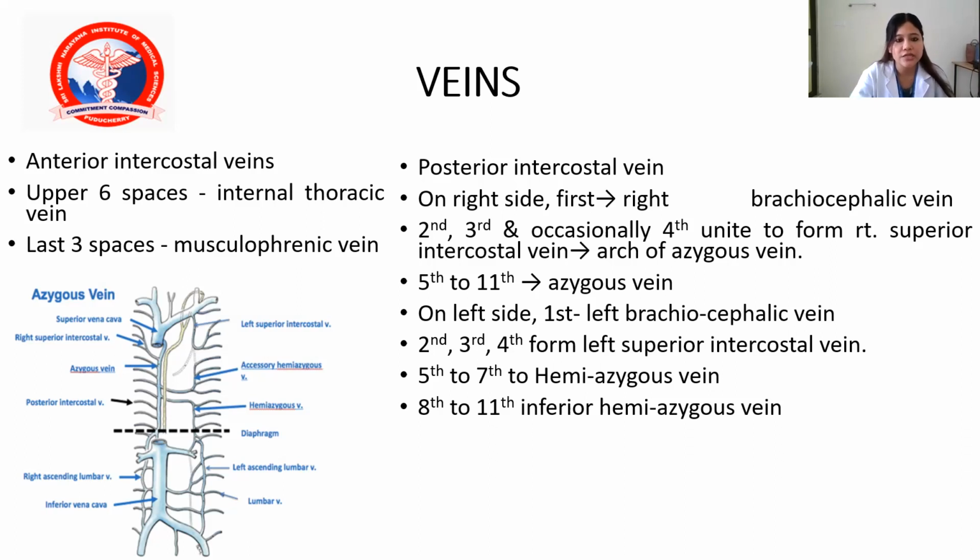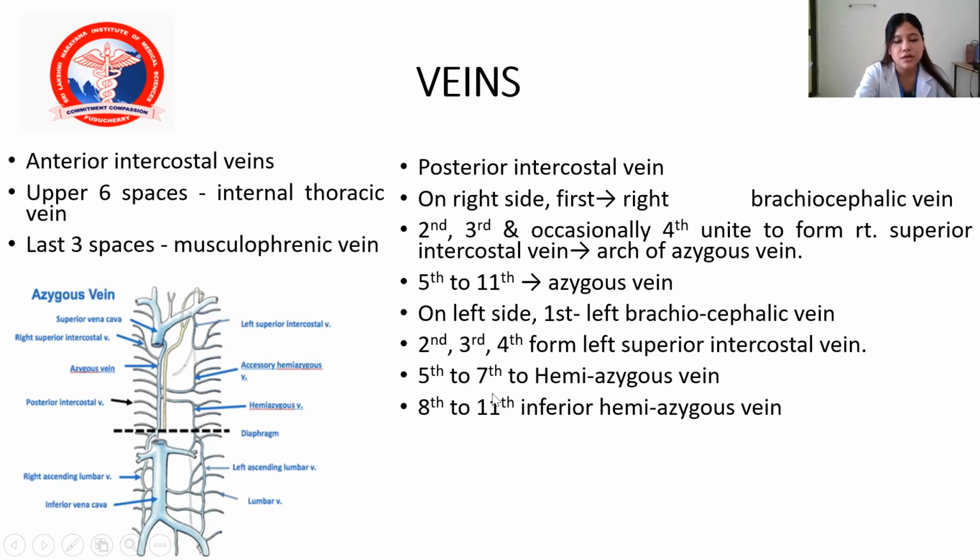Whereas on the left side, the first posterior intercostal vein drains into the left brachiocephalic vein. So on both sides, the first one drains into the brachiocephalic vein. Now the second, third, and fourth form the left superior intercostal vein, just like on the right side.